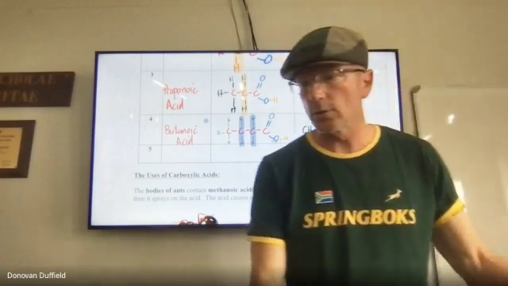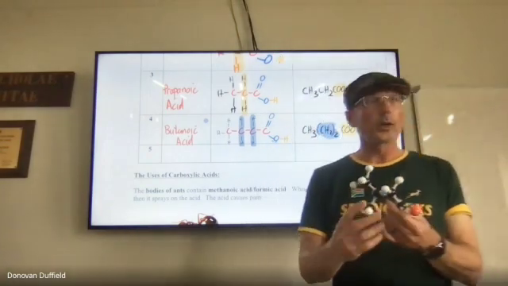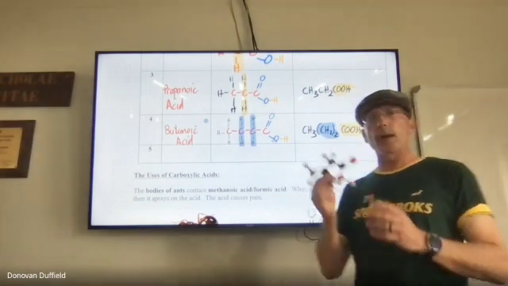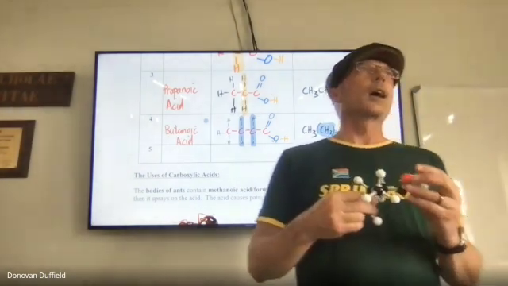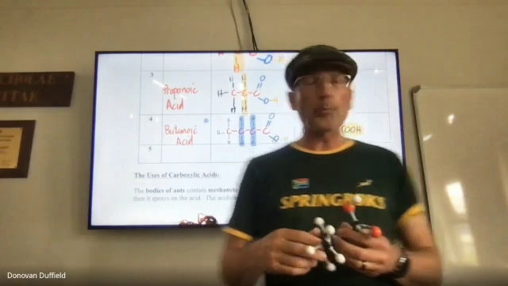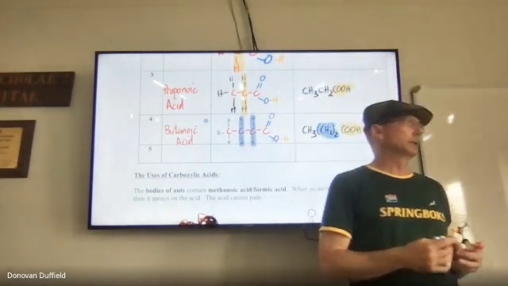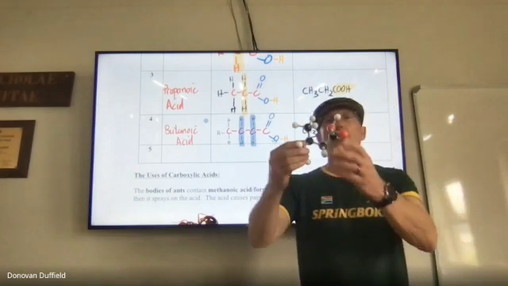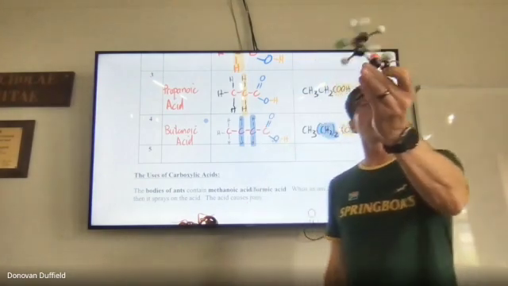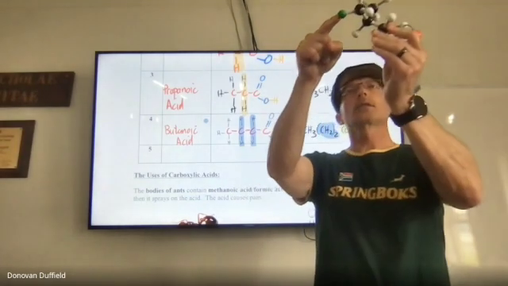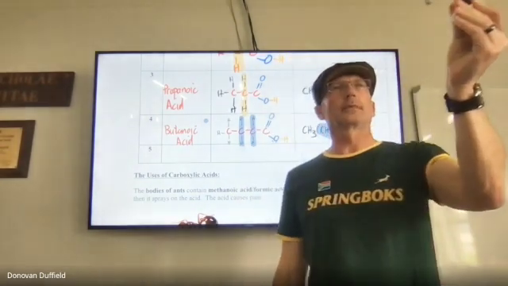Now, what I want to do is pass this around. The reason I'm doing this is because when we present this to you on a 2-dimensional piece of paper, it looks different to the way it looks in 3 dimensions. This little green sphere here is chlorine.